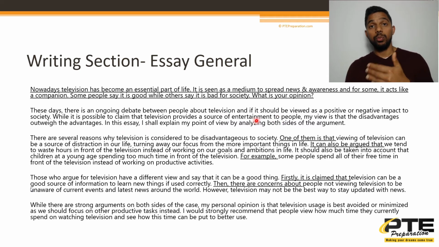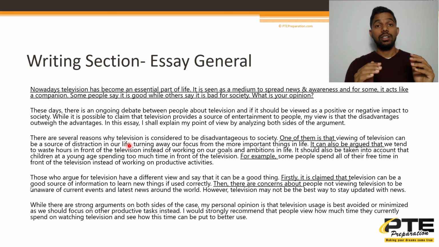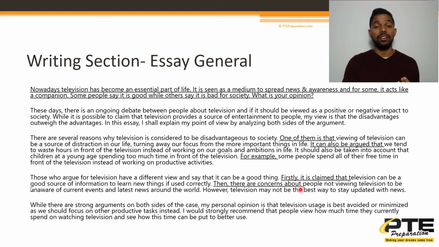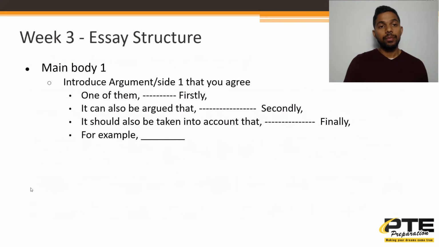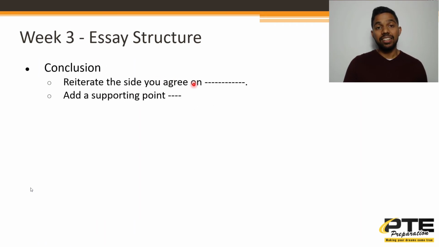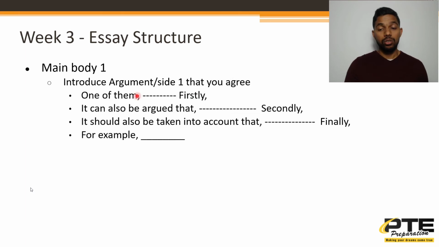I'm introducing what I'm going to be talking about in the rest of the essay. Then in the first main body, I talk about introducing the side that I agree with, and I provide supporting points to that. And in the second main body, I touch upon the counterpoint of view, provide 1 or 2 points about that, and then I say why those points are not valid. Now in the final part of the essay, in the conclusion, what you do is you reiterate the side you agree on and you add a supporting point maybe onto that. Okay, so very important to do this step.